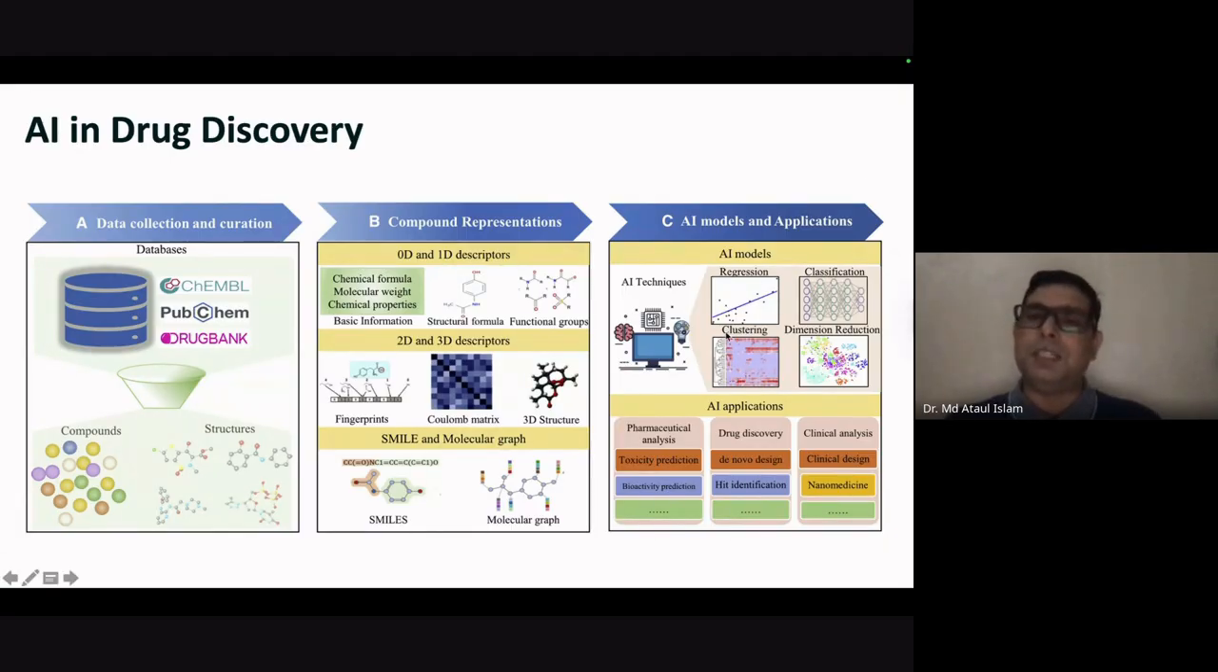Once you have the model, you can implement it in different fields like drug discovery, designing a new novel molecule, clinical trial design, toxicity prediction, or bioactivity prediction, etc. So this slide explains how you can develop a machine learning model and what kind of data you need. That data is transformed into data of properties or descriptors, and those descriptors you can use for model development.